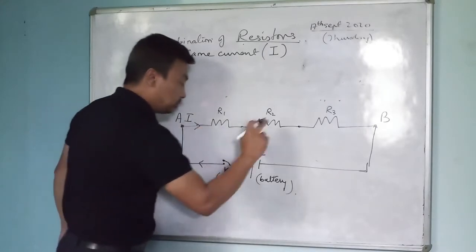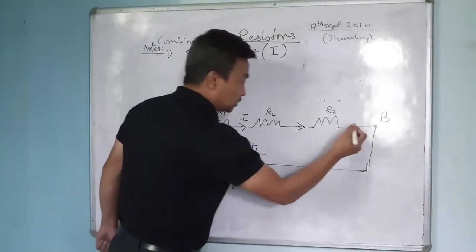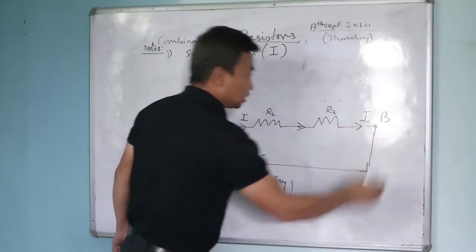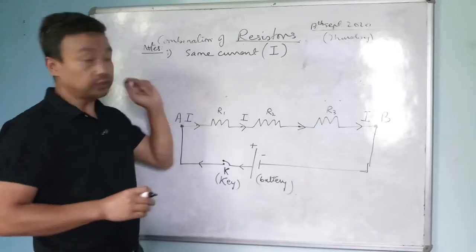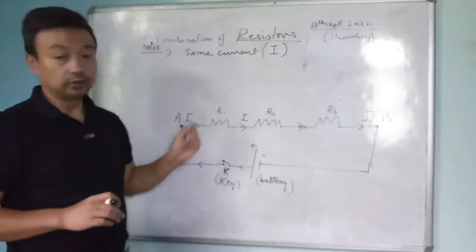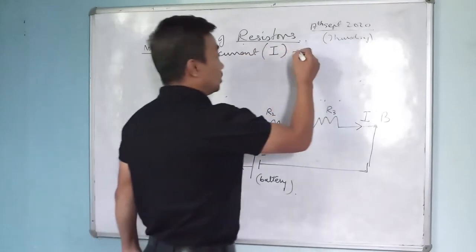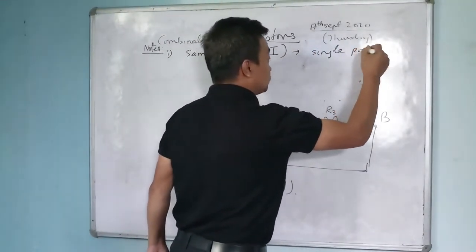See, there is a single path here. The same current will flow here. Here also same current, and the same current will come out of the last resistor R3. So the first thing you have to keep in mind is that the same current flows through the resistors because it has a single path.